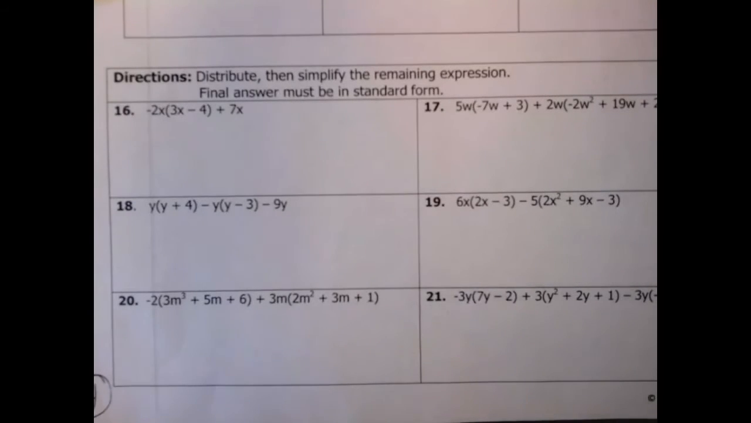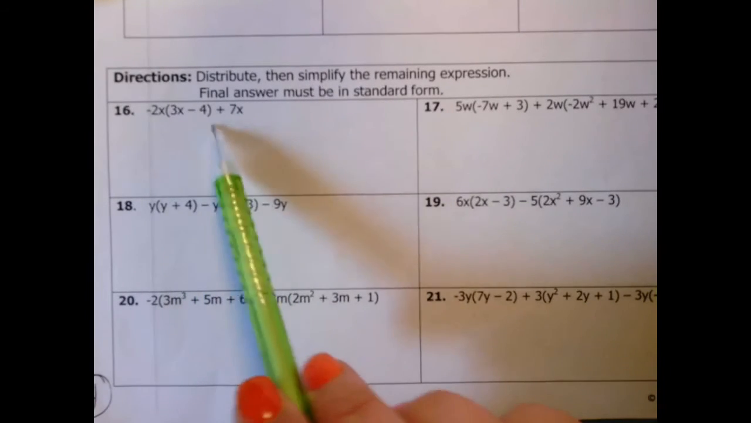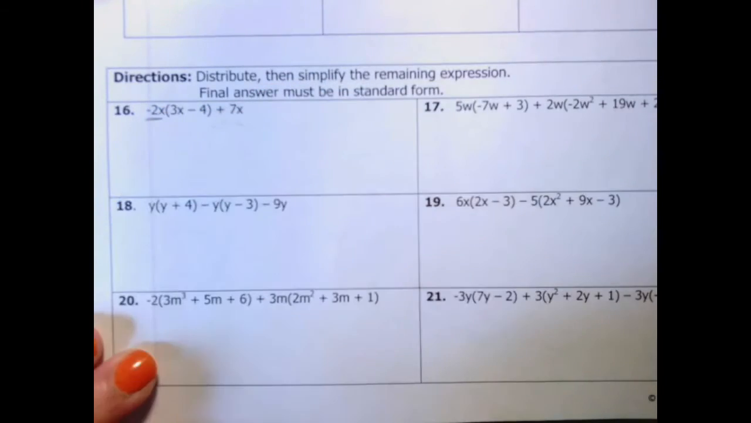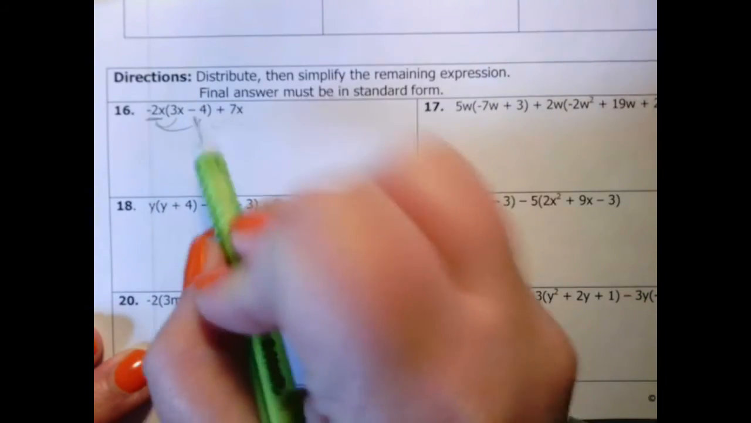For numbers 16 through 25, you're going to take it one step further, because then you're going to simplify the remaining expression because we have some terms that are outside our parentheses. So your first step, you're going to distribute. So in my first problem, I have negative 2x times, in parentheses, 3x minus 4, close parentheses, plus 7x. So I am distributing that negative 2x to my 3x and my negative 4.